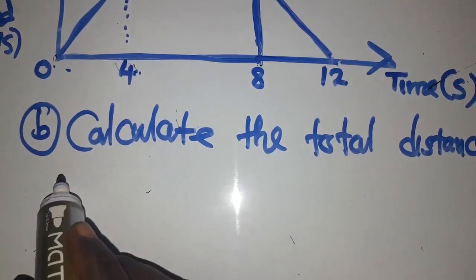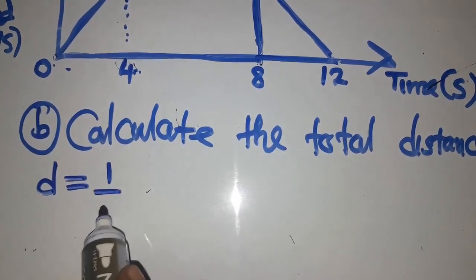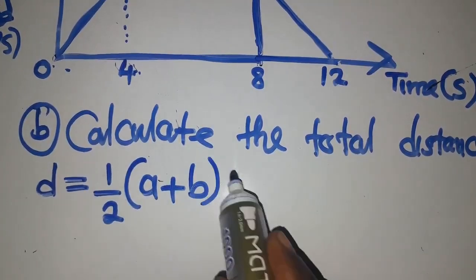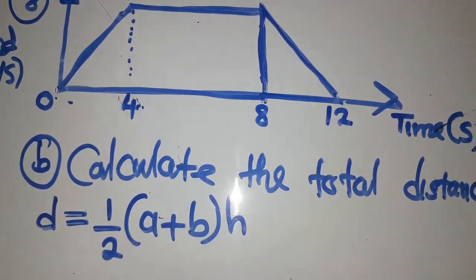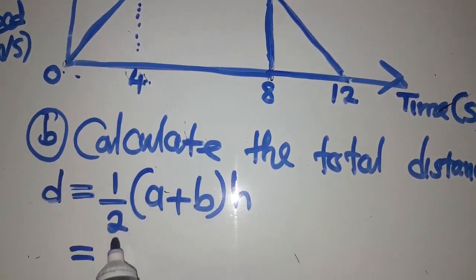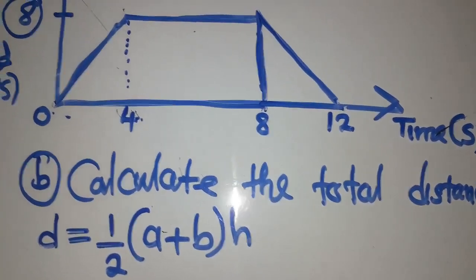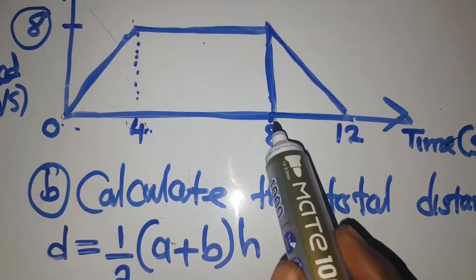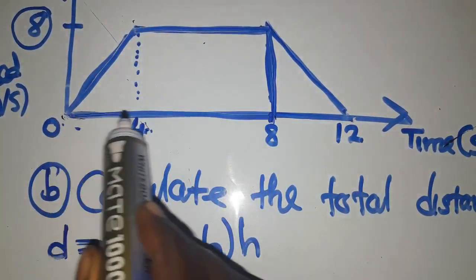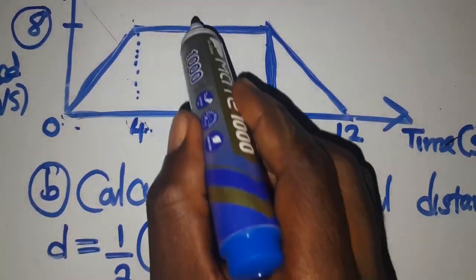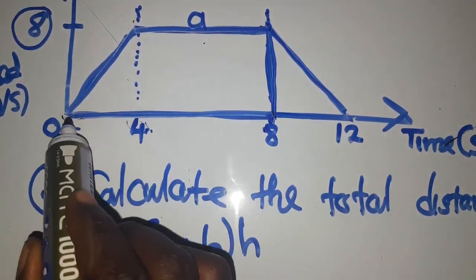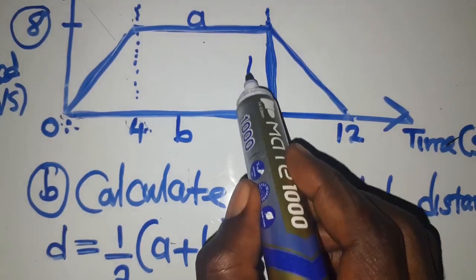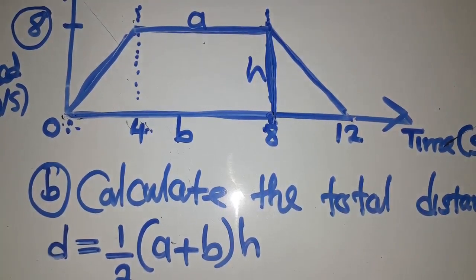So I'm going to say distance is equal to half (A plus B) times H. I calculate the first one, where I'm going to say this one is equal to half. What is my A? I check where is my A. My concentration should just be on this part. Which two lines are parallel? This is A, from here to there. Then from here to there, that is the B. Then here, this is the height. So this is what you need to do.